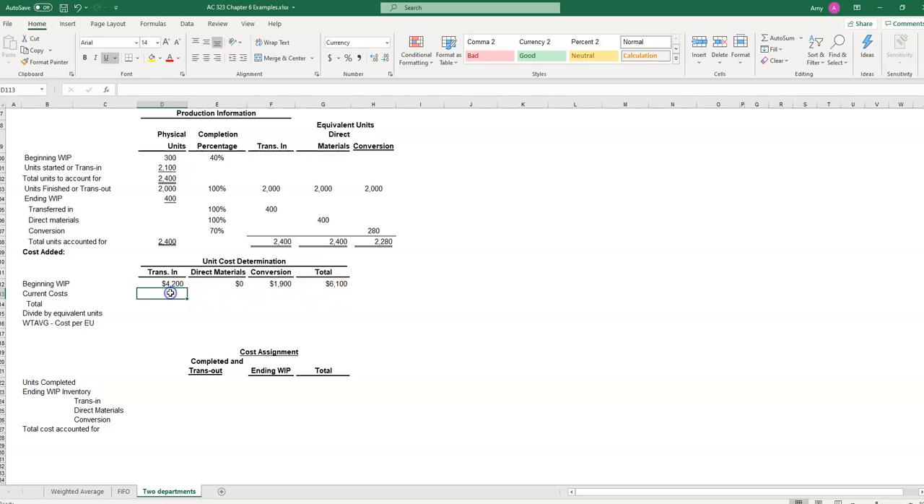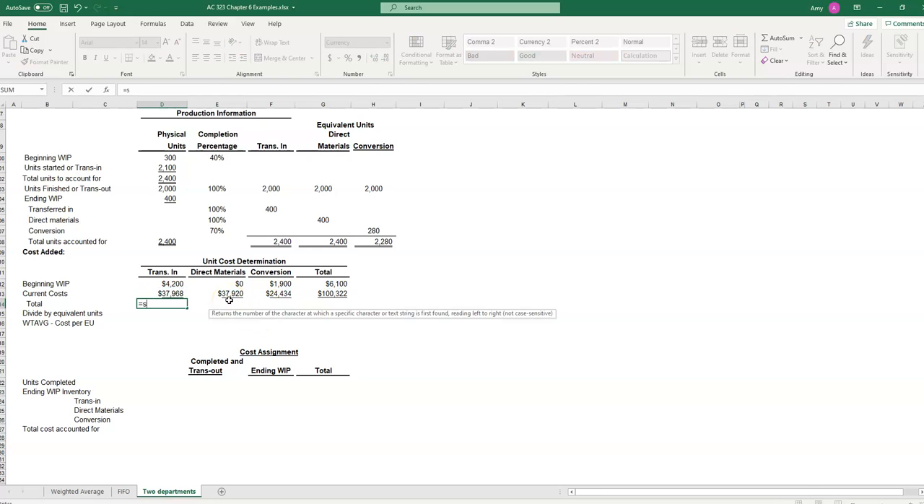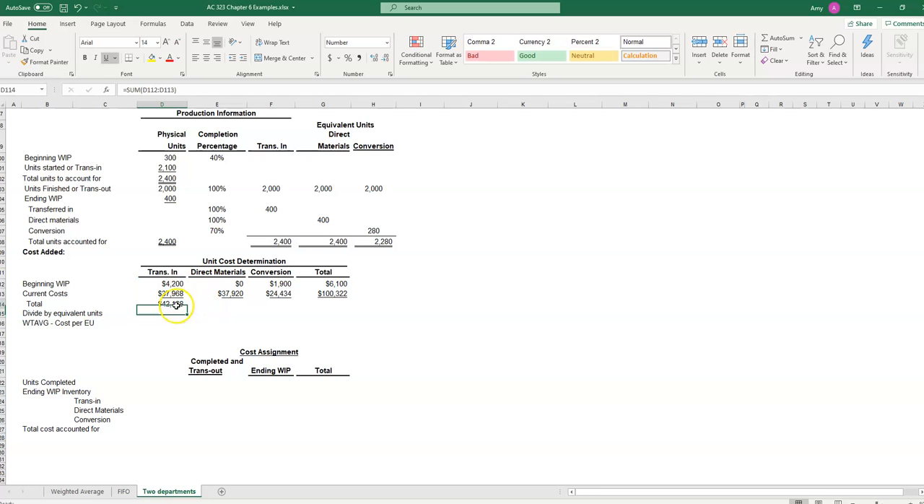Then our current costs. We transferred in $37,968 from Department A. Then we added $37,920 to direct materials and $24,434 to conversion. We sum each one of these up, and it gives us our total cost for the cost categories.